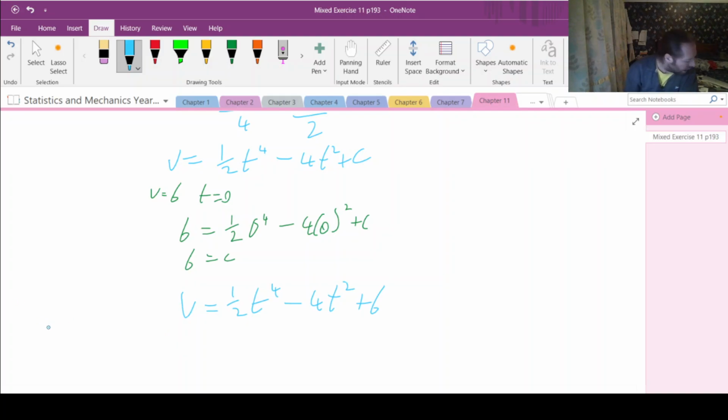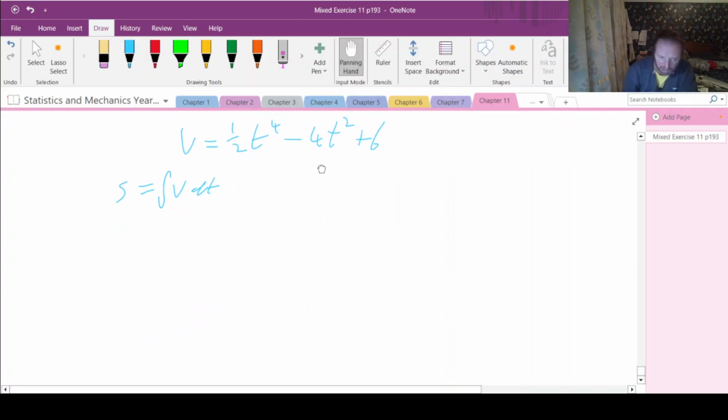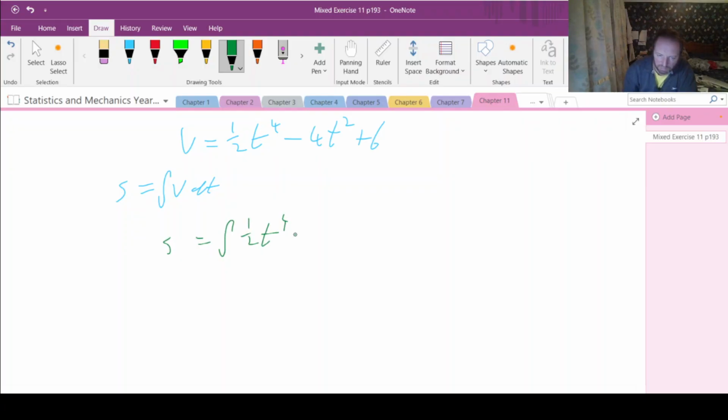Right, next bit. The displacement of the particle from the origin at time t seconds. So displacement again, s is equal to the integral of v dt. So exactly the same again, we're just going to integrate it again. So s is equal to the integral of a half t to the 4 minus 4t squared plus 6 dt.